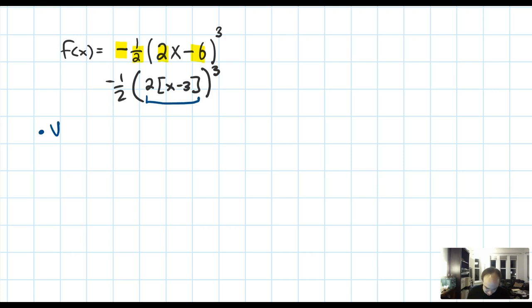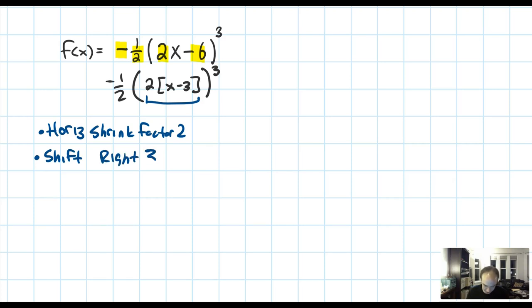It's going to be a horizontal shrink. If I factor 2, it's going to be a shift right 3 units. That's what factoring the inside reveals, is the actual size of the shift. If you think about the shift as 6, you have to think about shrinking the shift, which is why we don't do it that way. Then we're going to go to the outside. We're going to reflect over x, and we're going to shrink vertically by 1/2.